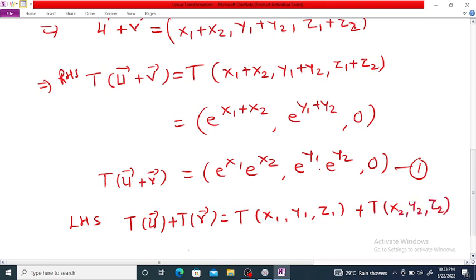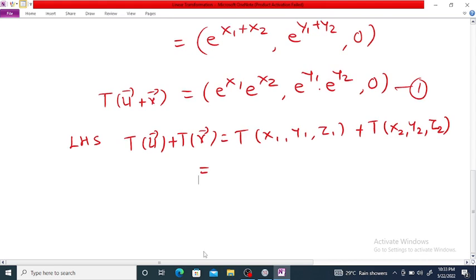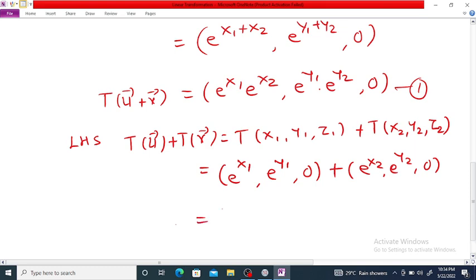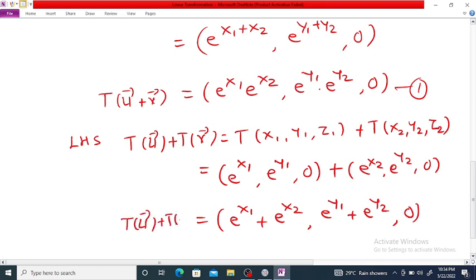So here T of u bar plus T of v bar is equal to T of x1, y1, z1 plus T of x2, y2, z2. Now T of x1, y1, z1 is e raised to x1, e raised to y1, 0, and T of x2, y2, z2 is e raised to x2, e raised to y2, 0. If you add these two vectors, we get e raised to x1 plus e raised to x2, e raised to y1 plus e raised to y2, and 0 plus 0 is 0. So this is T of u bar plus T of v bar.